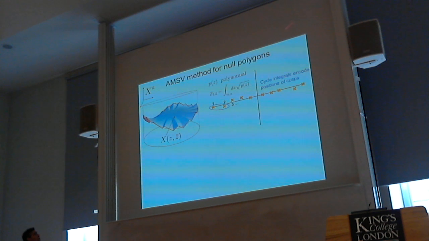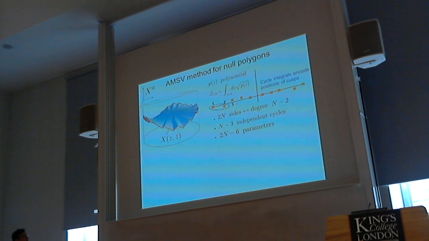More precisely, I should mention that, of course, the actual area of the surface is divergent due to the cusps. There are some cusp divergences. And once you regulate the area of the surface by removing these cusp divergences, you're left with a finite conformal invariant area, which depends only on the cross ratios of the positions of these cusps. And the precise statement is that these cross ratios are given in terms of the cycle integrals of this polynomial P.